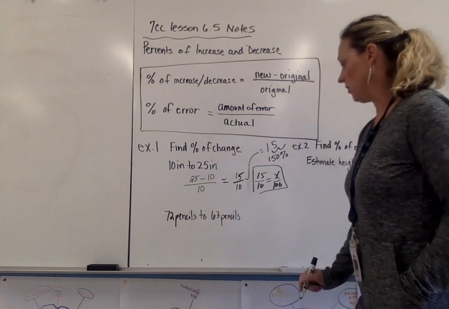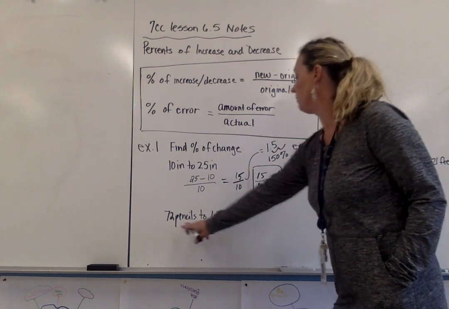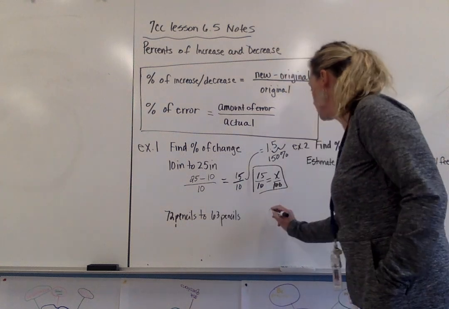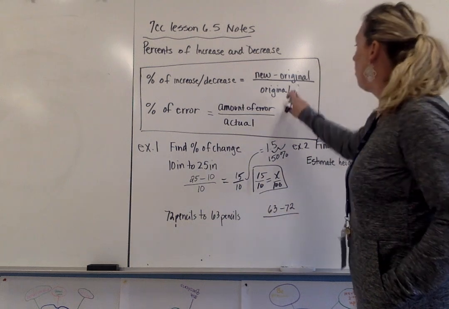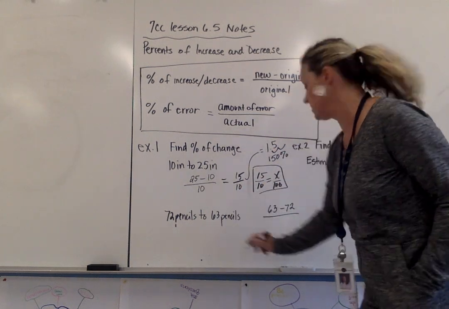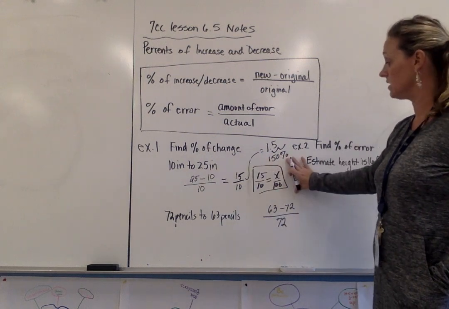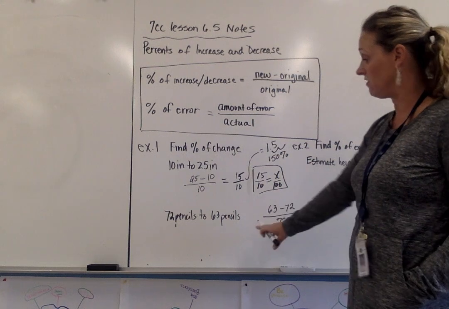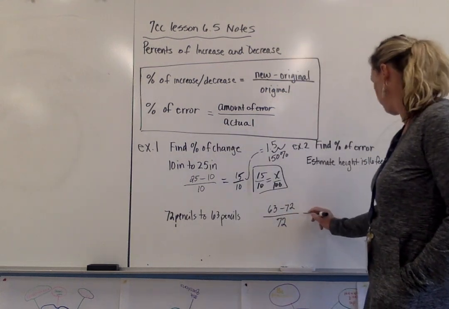For the second part, it's 72 pencils to 63 pencils. So I'm going to do the new minus the original, 63 minus 72, over the original. The original was 72. The difference between these two is that the first one is going to end up being an increase. I was at 10 and I'm going to 25. This one is going to be a decrease. I was large and I'm going to small.